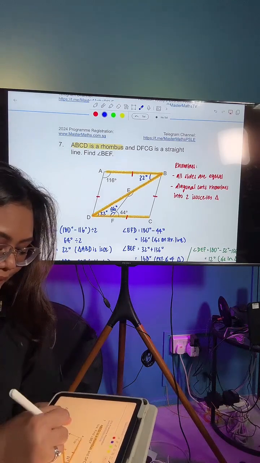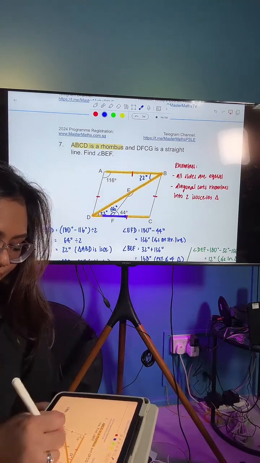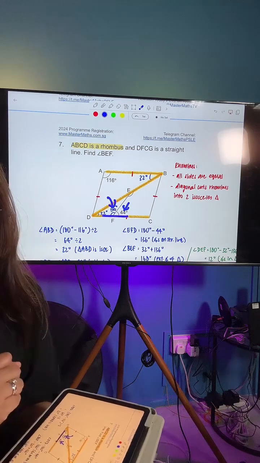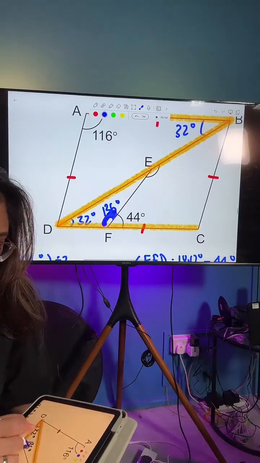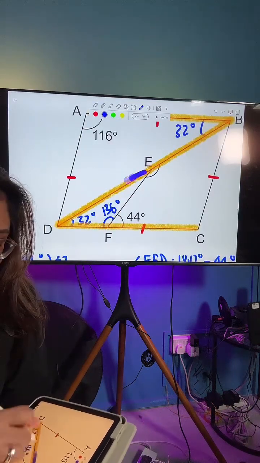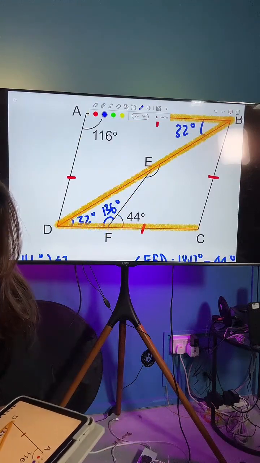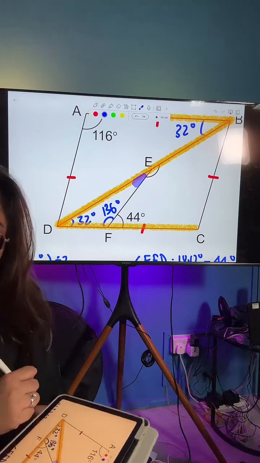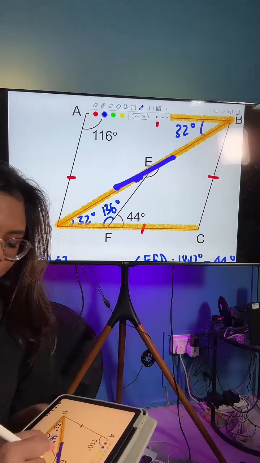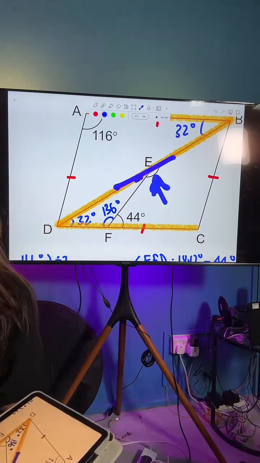Okay, so now that we have 32, we use 180 minus 44 to give us 136. Then, using a triangle, 180 minus 32 minus 136 to give us this little corner here, which is 12. And then 180 minus 12 to give us this unknown angle, 168 again.